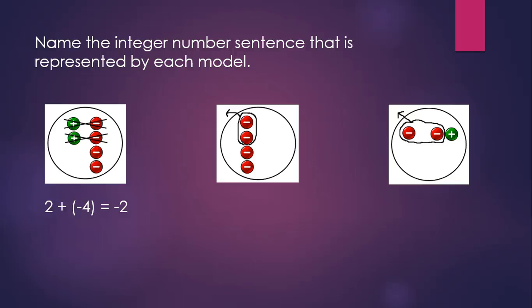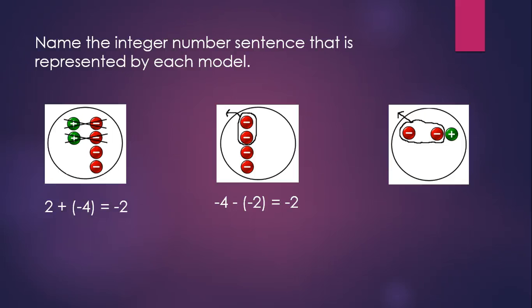For the second one, we can see that we're taking something away, so it's a subtraction problem. We started with 4 negative chips, and then we took away 2 negative chips, and we ended up with 2 negative chips. So -4, that's the 4 negative chips we started with, minus, because we're taking away, -2 because we're taking away 2 negative chips, and then that leaves us with a difference of -2.